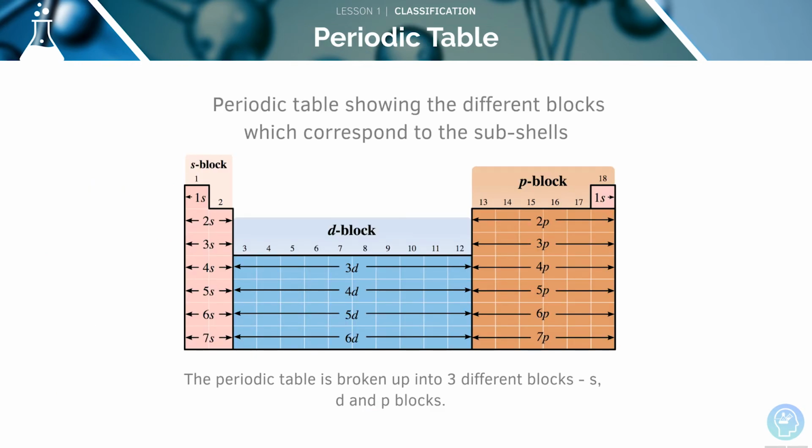We also looked at electron configuration earlier on, where we looked at the periodic table being split into different blocks. These blocks are S, D, and P. The periodic table is split into these 3 sections. Here, we can see it split up with the different blocks corresponding to the subshells. This allows you to identify which element is found in which block of the periodic table. It also tells us which electrons go into which subshells.